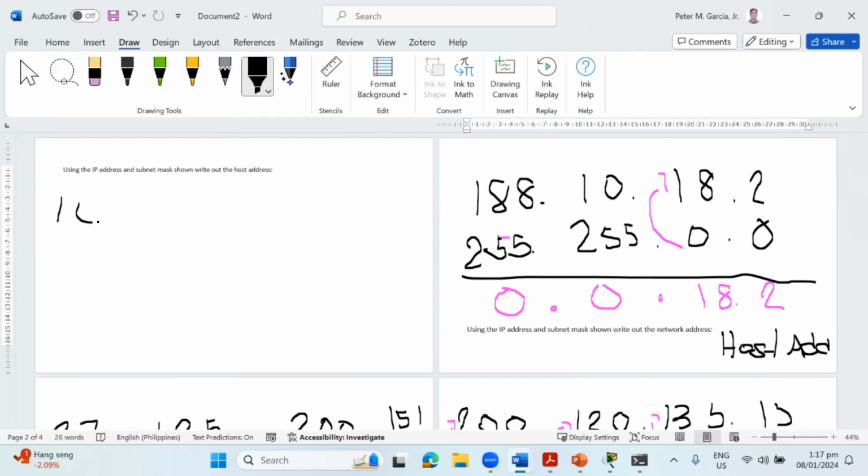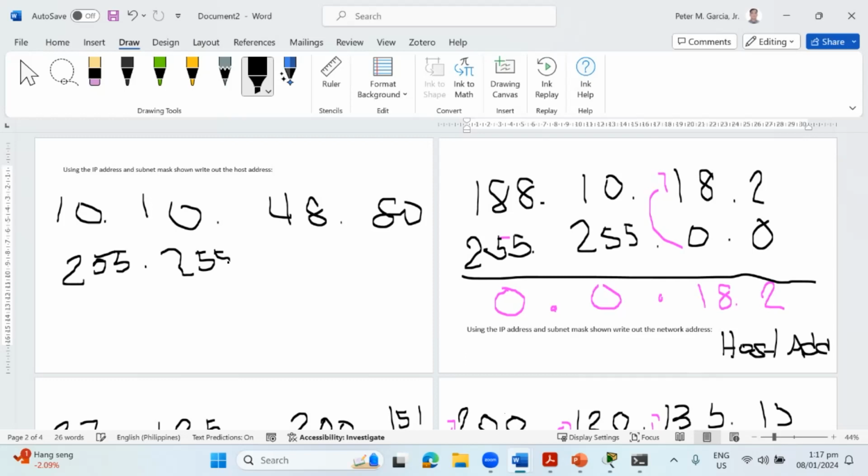Ito. So 10.10.48.80. So ito ay 255.255.255.0. So what is the host address? Anong host address natin? So ito ay opposite lamang. Kapag 255, pag host address, kapag 255, 0. Kapag 0, copy the value above.